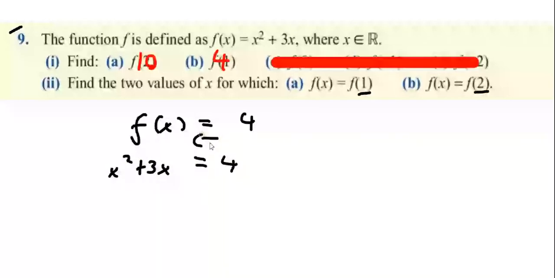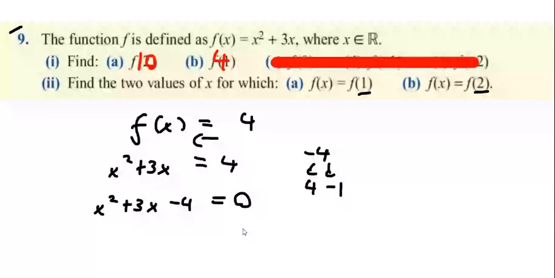Bring the 4 over to the other side and what do you get? X squared plus 3x minus 4 equals 0. 2 numbers that multiply to give you minus 4 but add to give you plus 3. What do you have? 4 and minus 1.